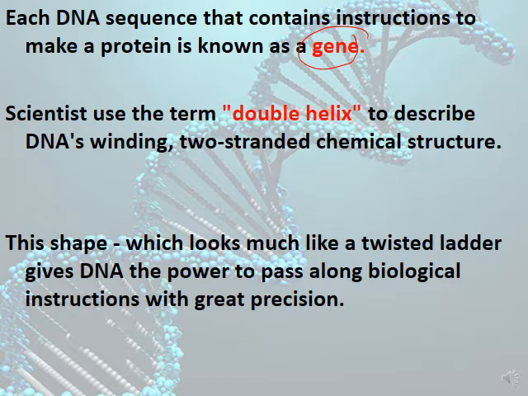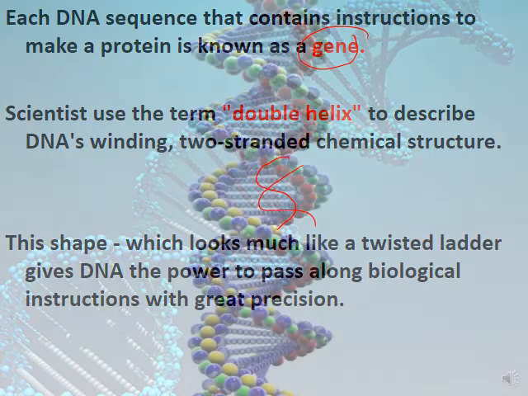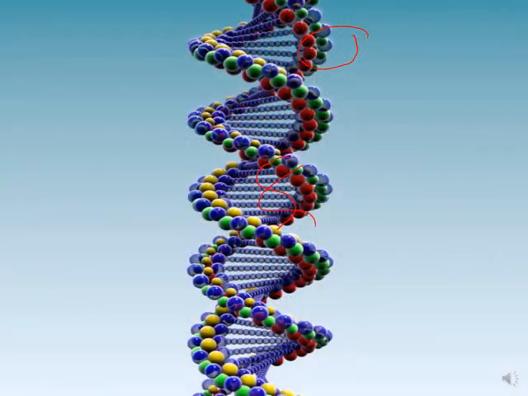So scientists use the term double helix in order to describe the DNA's two strands bound together. So the DNA occurs in the form of two strands, so it's a double helix. This shape, which looks like a twisted ladder, gives the DNA the power to pass along the biological instructions in a great and very precise form. So this is the DNA form, and this is the double helix of the DNA.